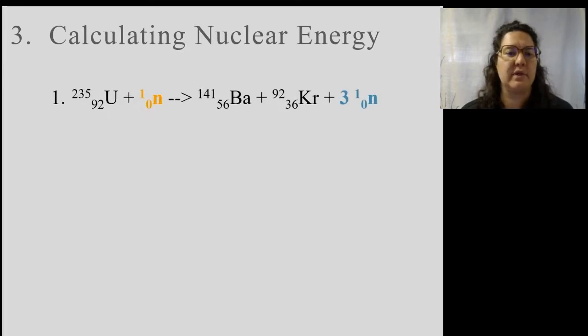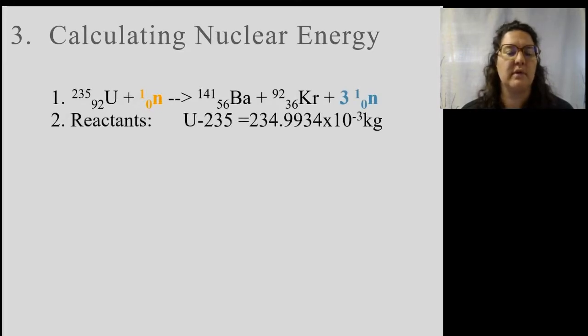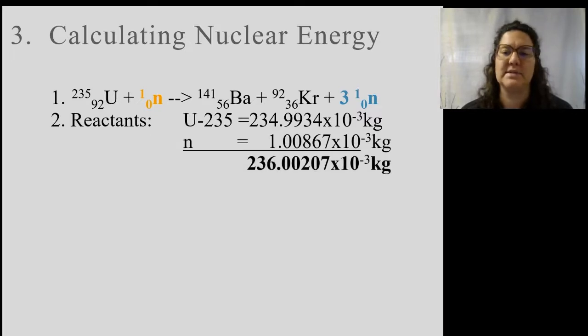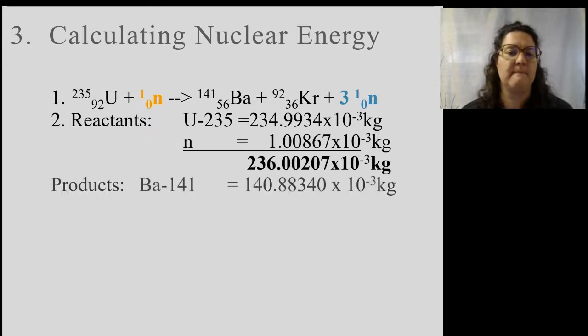So here's our balanced nuclear reaction for the fission of uranium. So we have our mass of uranium at 234.9934 times 10 to the negative 3 kilograms, plus the mass of a neutron gives us a total mass of our reactants of 236.00207 times 10 to the negative 3. And we want to keep all those decimals in there.